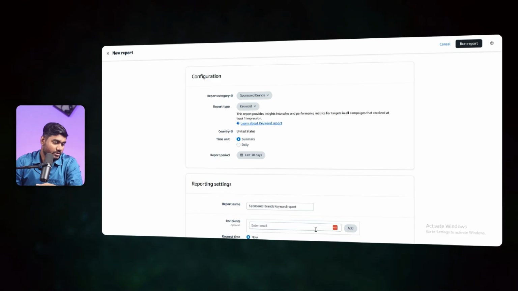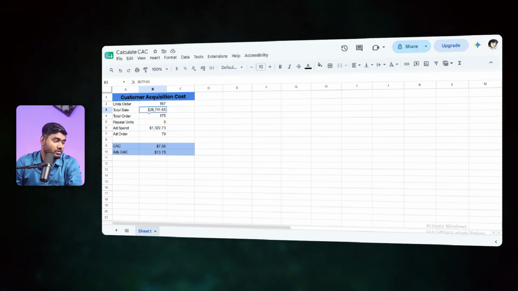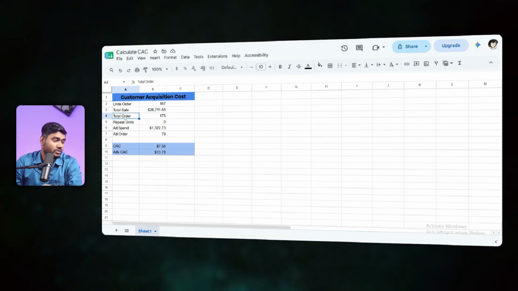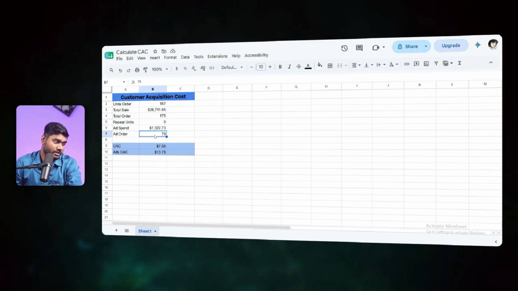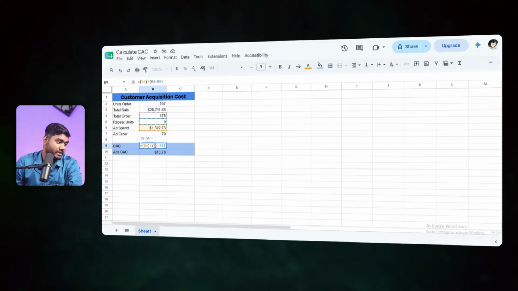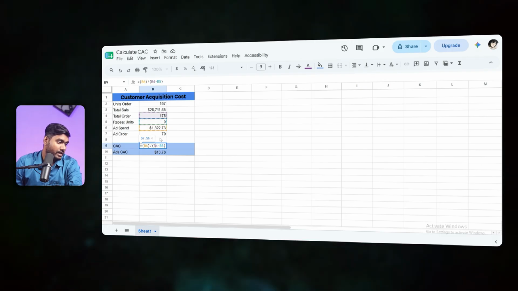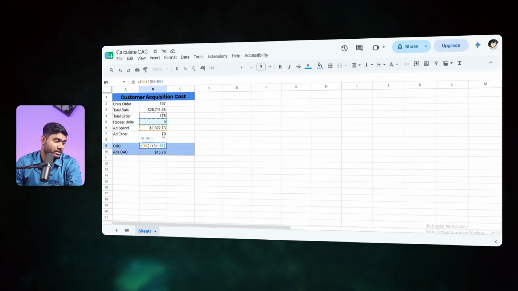Now in the report, you can see the unit order I saw from the business report is 167, and the total sale was $26,000, and the total order it shows is 175 in my brand analytics. Repeated units was 0, ad spend was there, and the ad sale was 79 units. So I calculated customer acquisition cost as ad spend divided by total order, minus the repeat purchase, and right now as there's no repeat purchase, that's why it's 0.